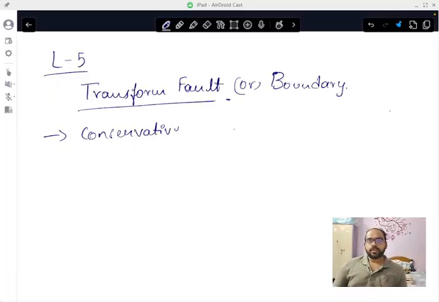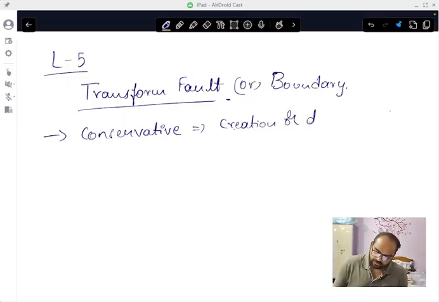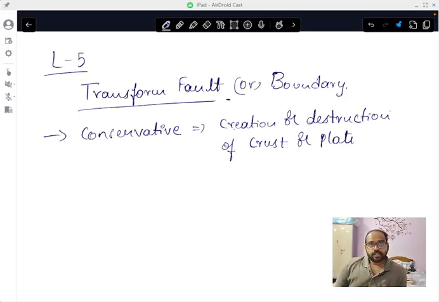Why conservative boundary? Because during a transform plate movement, there is no creation or destruction of crust or plate. When it comes to a convergence boundary, there is destruction of plate, and in a divergence boundary, there is creation of new crust. But during a transform movement, there is no creation or destruction of the crust, so it is called conservative.